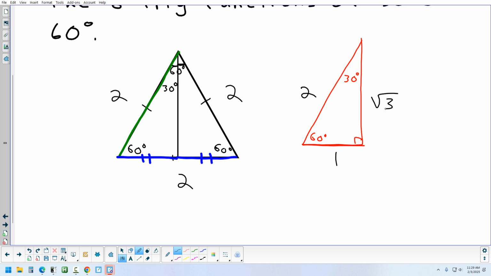If you didn't let all the sides be 2, that would be okay. Like if you did 3, it would just make that side a 3. It would make the bottom side a 1.5. Not as nice of a number to work with. Okay.